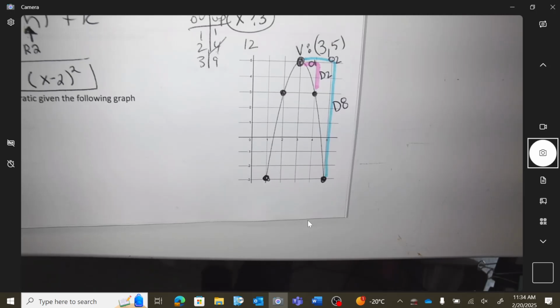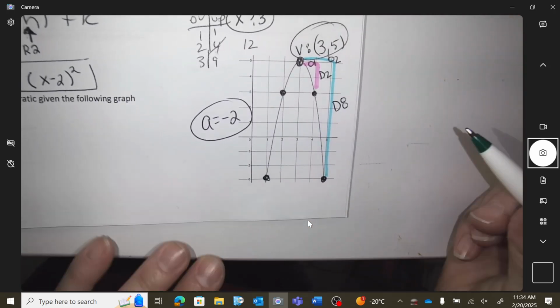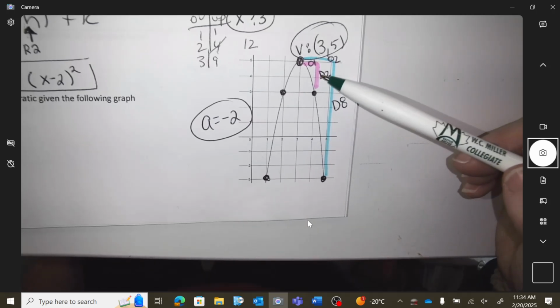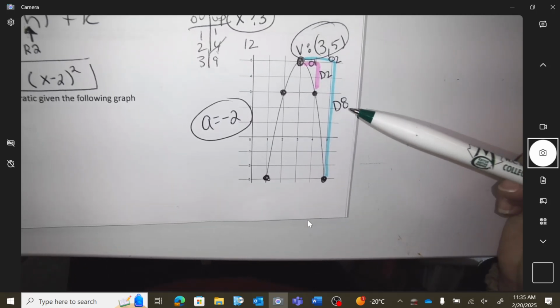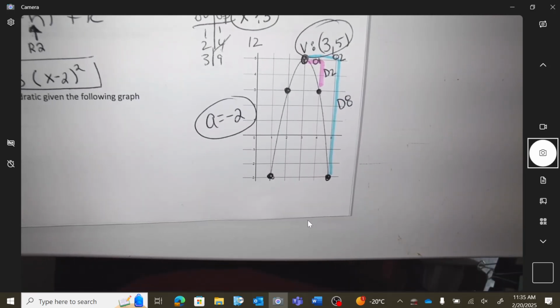Do we have a multiplier now? So there's your A is -2. Because you should have gone up 1 and you went down 2. You should have gone up 4, but you went down 8. Okay, so there, plug it in.